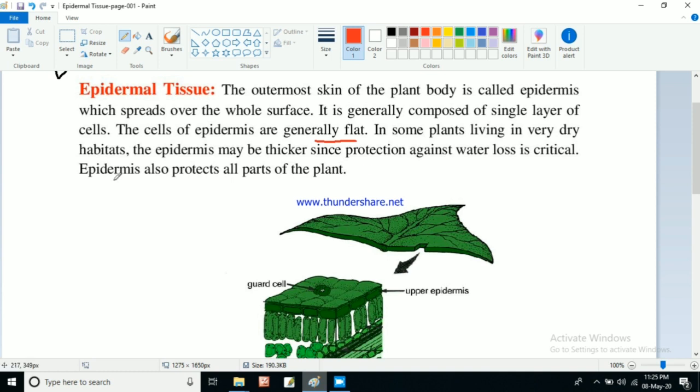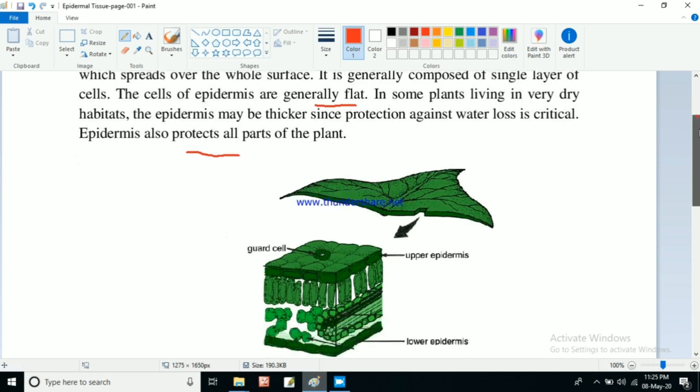Epidermis also does another thing: it protects all parts of the plant. It is the outermost skin, and it is protecting the inner parts. So we have seen two functions. In dry habitats, the epidermis prevents water loss. In all plants, the epidermis acts as protective gear, protecting all the inner parts of the plant.